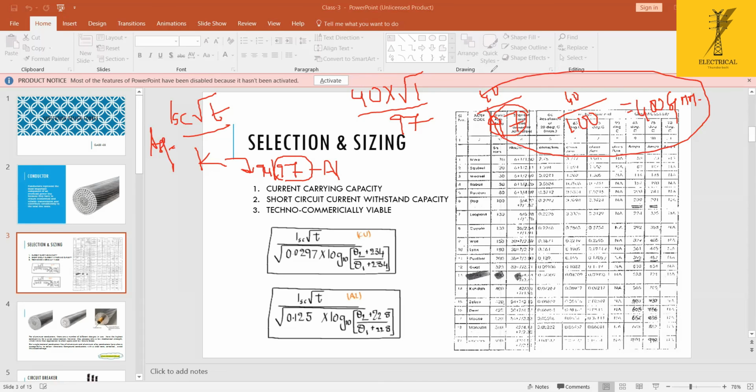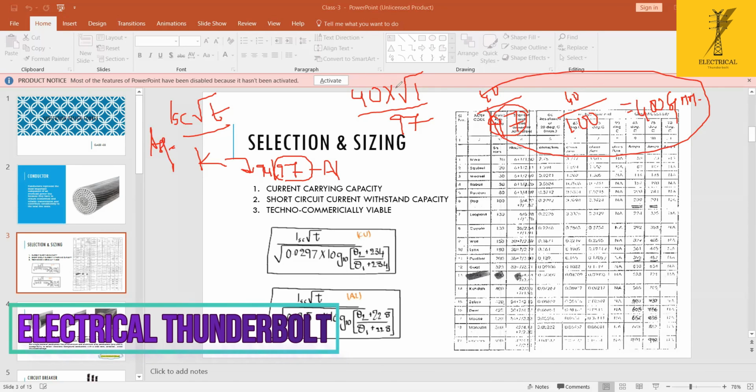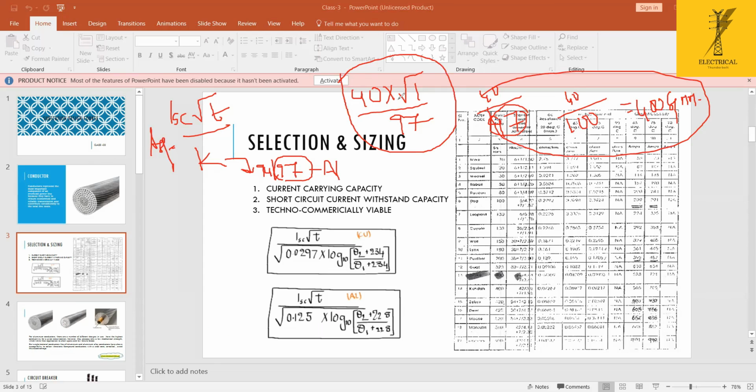This is the way of doing it. So the minimum size of the conductor required at the 220 kV level to withstand 40 kiloamps of current for 1 second is 400 square mm. That is the way of representation at 220 kV with respect to the short circuit current. Make sense, team? Understood? It's a rule of thumb.